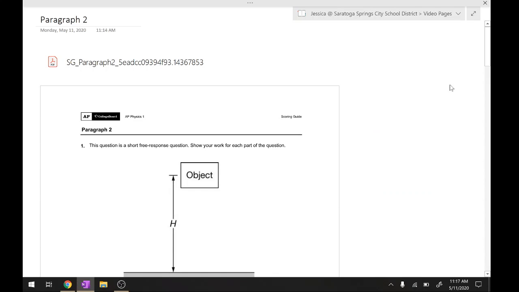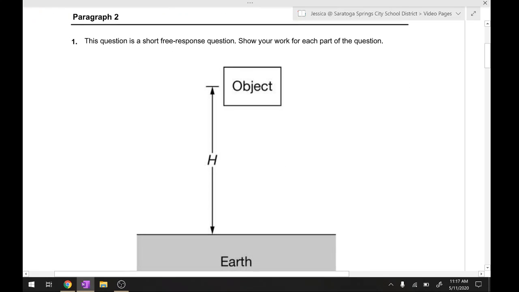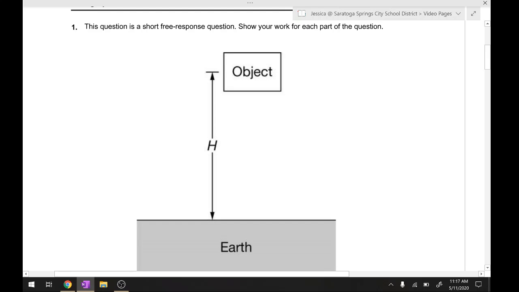Okay, so this is the solution video for paragraph response number 2. In the first part of the question, it looks like we have an object that is going to be dropped a distance h towards Earth. So looking at the picture, we're probably going to be dealing with some type of energy within this problem because we have an object falling a distance.